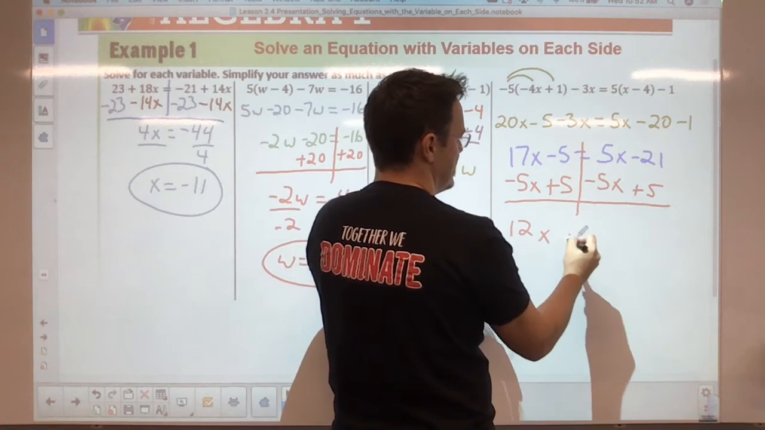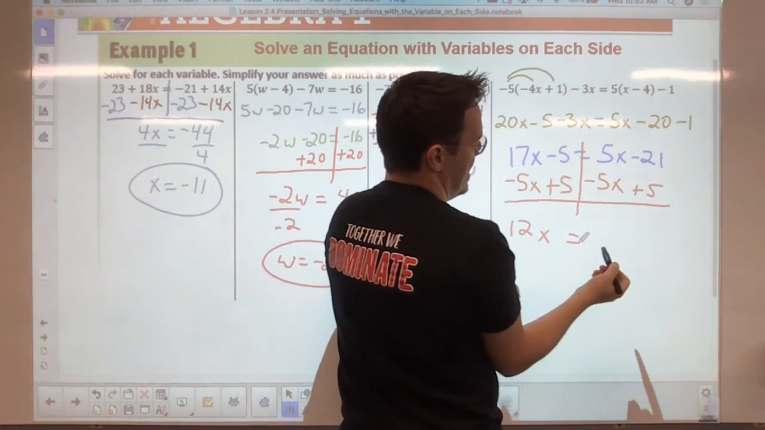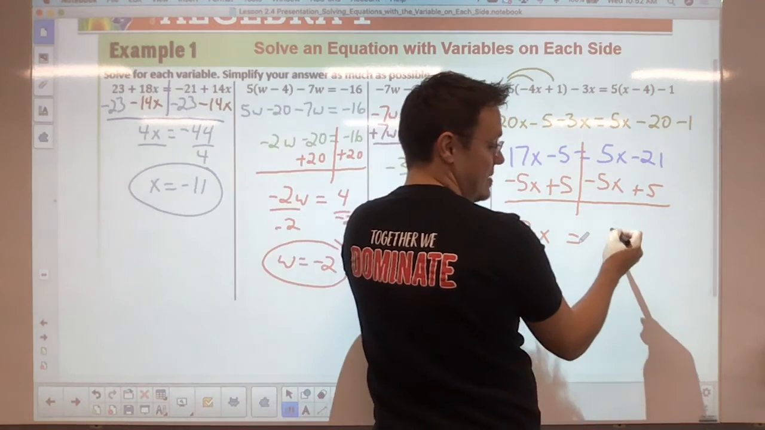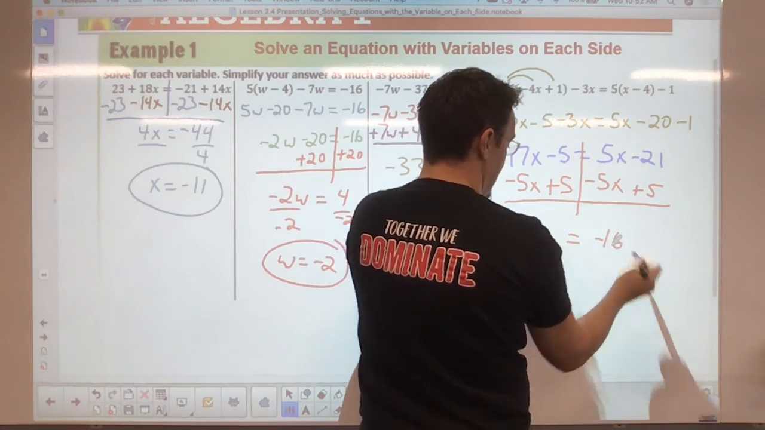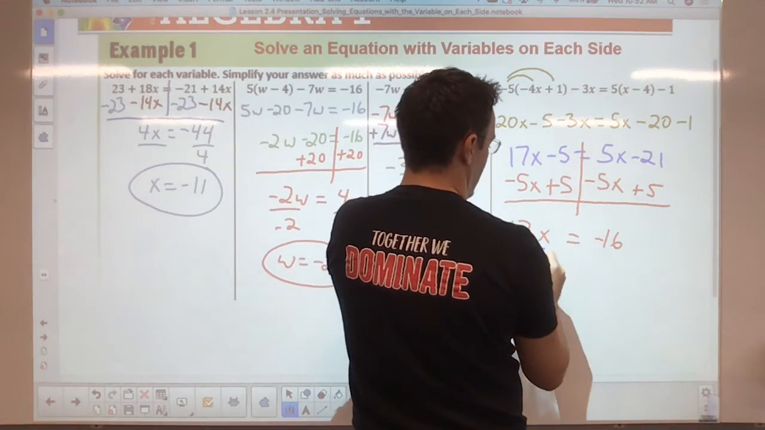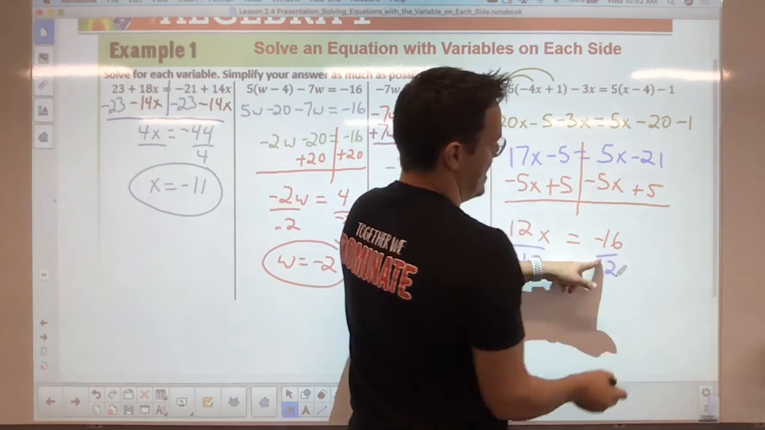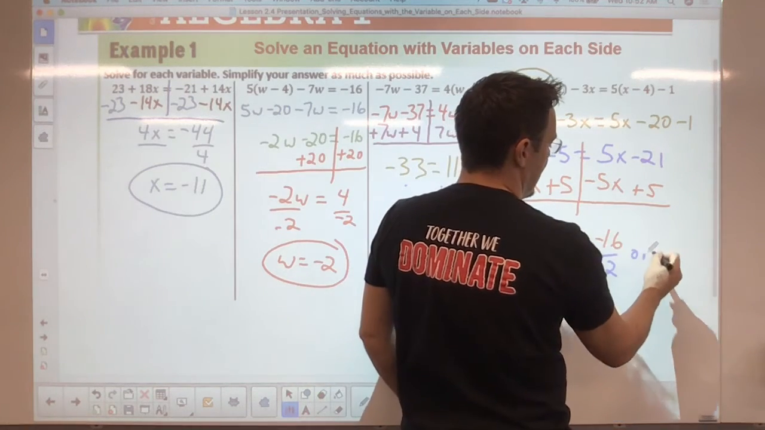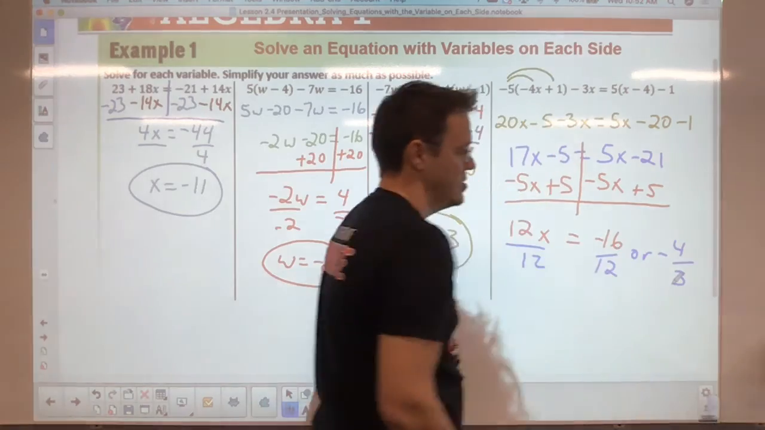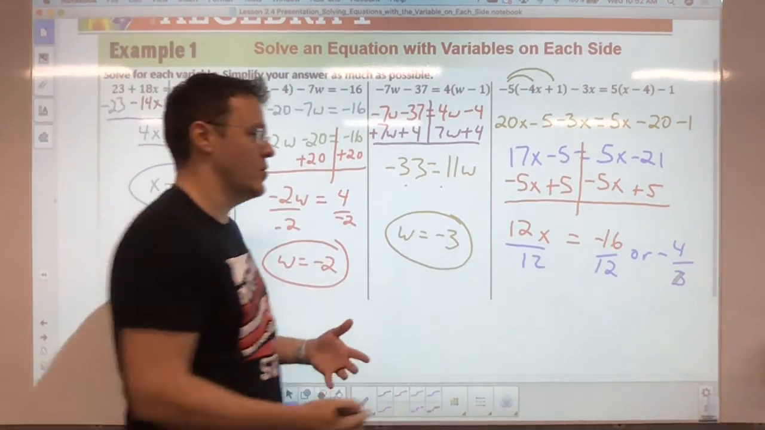So that'd be 12x equals negative 21 and 5 is going to be negative 16, right? Then divide by 12. That's your answer, but you can simplify it down to negative 4/3. Okay, so your answer is negative 4/3.